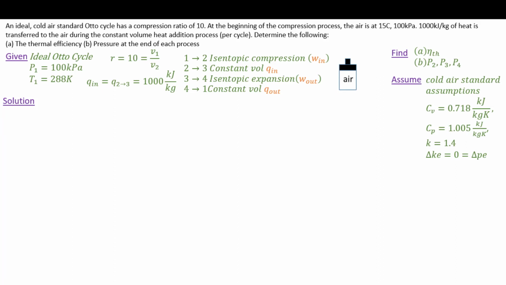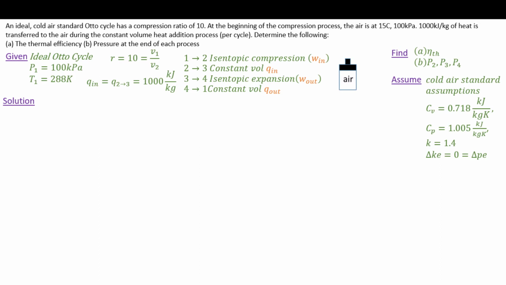All right, so we've got a cold air standard Otto cycle, and I'm given a lot of the same information as the previous problem. Really the only difference is that I'm assuming that specific heats are constant, and they're taken at 25 degrees Celsius, or about 300 Kelvin. So CV, CP, and k, which is the ratio of CP and CV, those are given over there in my assumptions. Those are all taken at 300 Kelvin for air.